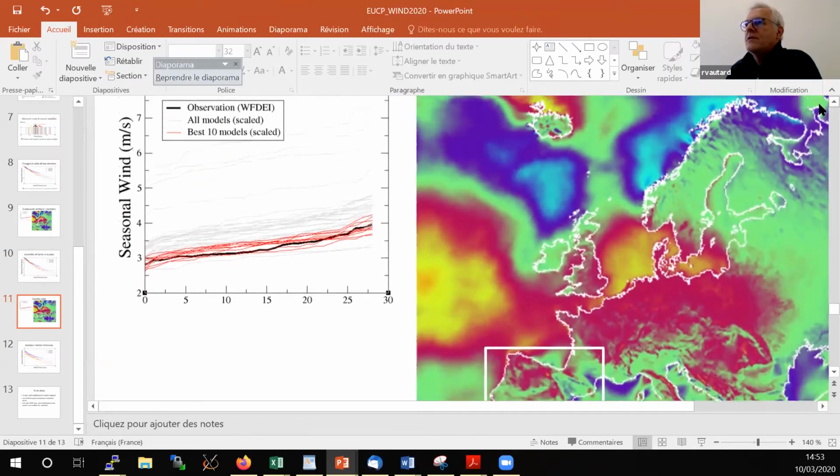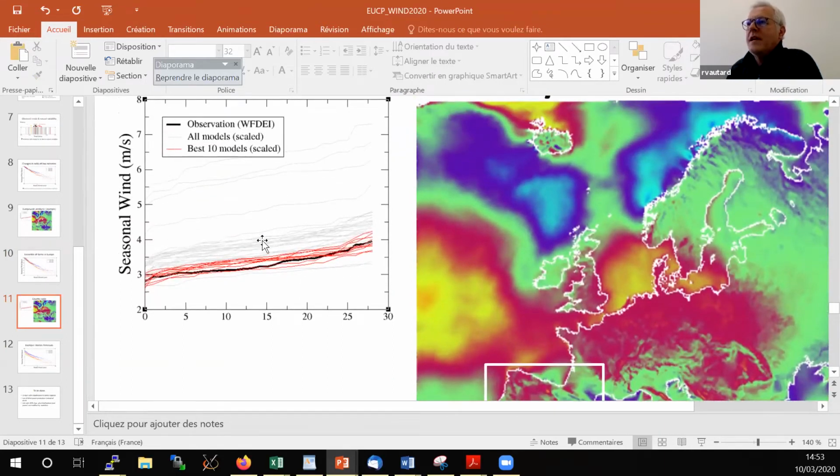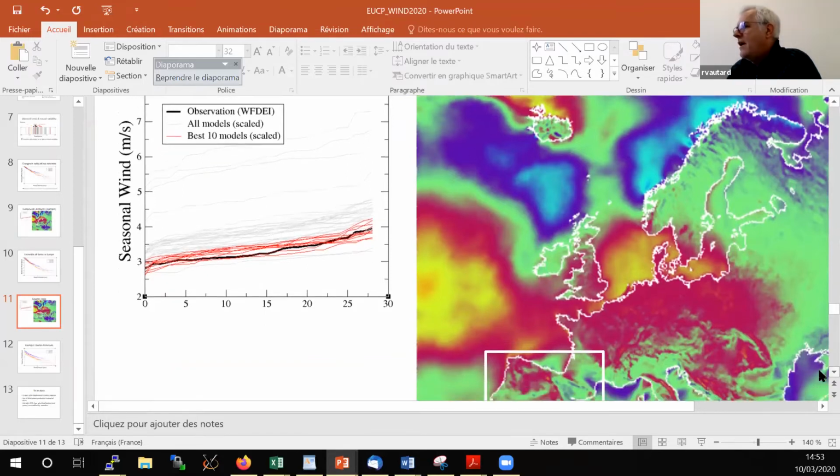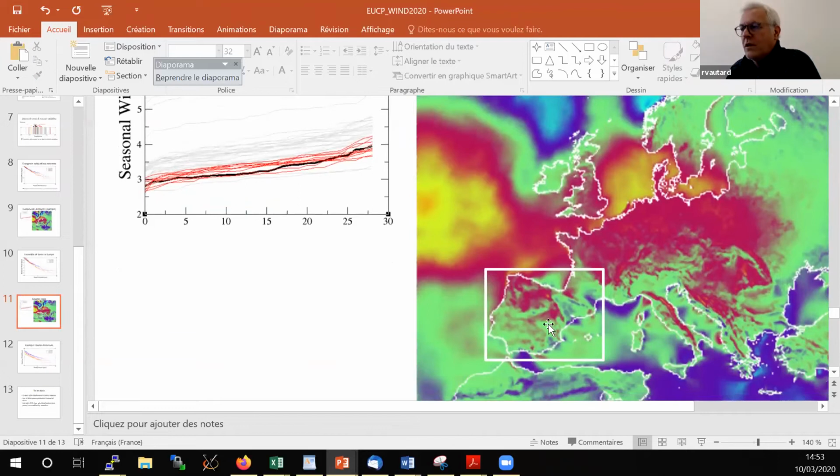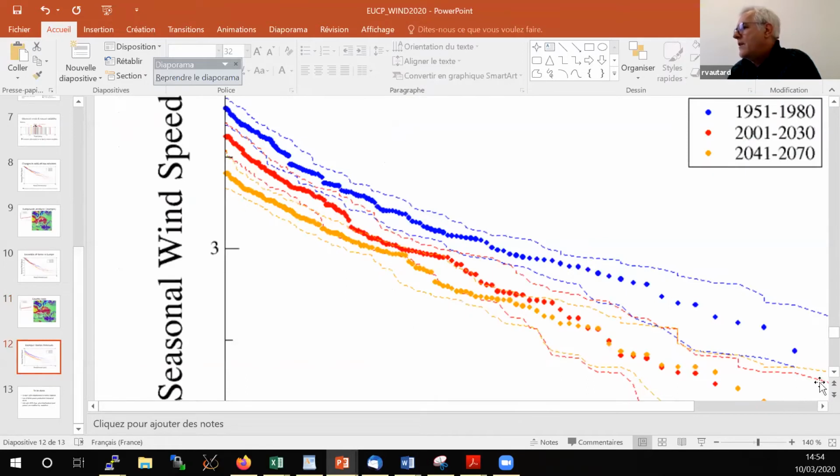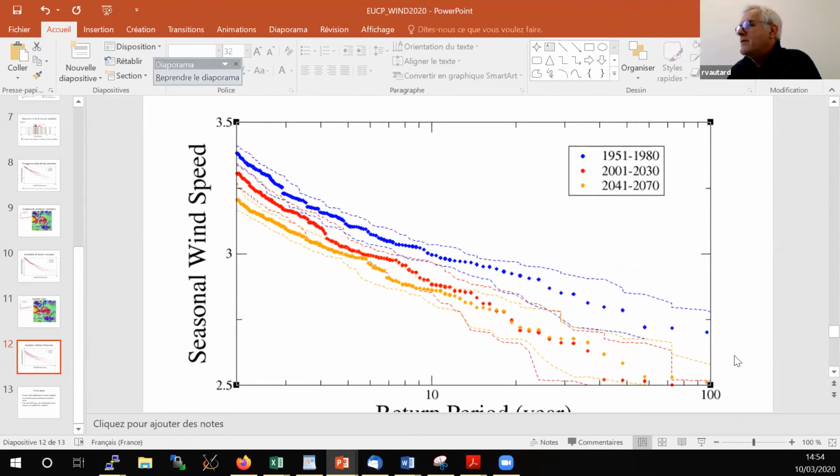Eurocordex models tend to overestimate the wind here for most models, and if we select the best 10 models, it makes the models that produce the least windy cases for Spain and the Iberian Peninsula. And in this case, if we repeat the exercise with the risk curve, we get a different picture, but that's not a full surprise.